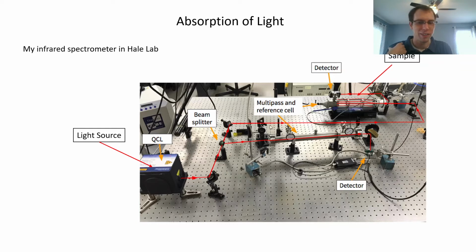Now the light isn't red like this. I've just drawn these arrows on. This is infrared light, so it's actually not visible. And then the light comes out and goes onto a detector, which is this blue box over here.